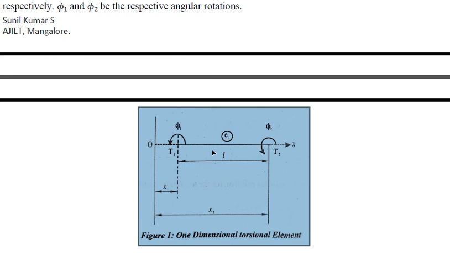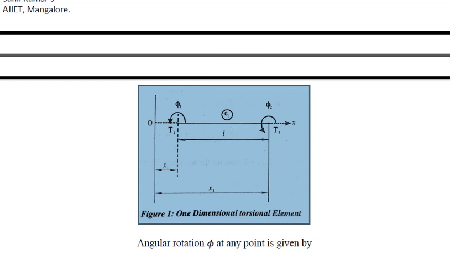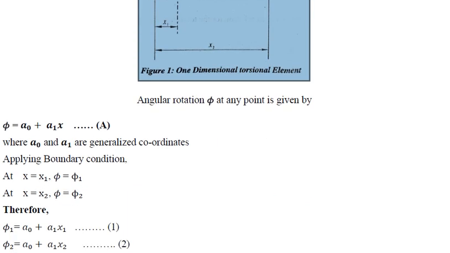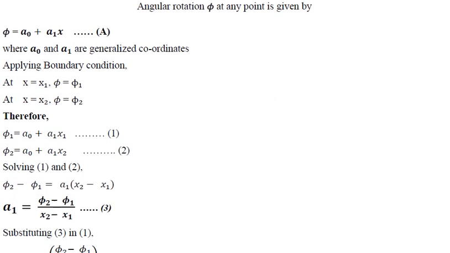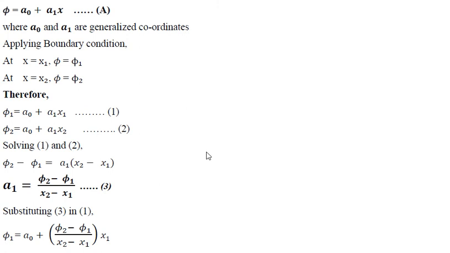To find the global displacement or global variable, by knowing the nodal variables, we use the function that is called the shape function. Now phi 1 and phi 2 are the nodal angular rotations. Now to derive the shape function, the procedure is the same as that of the bar.